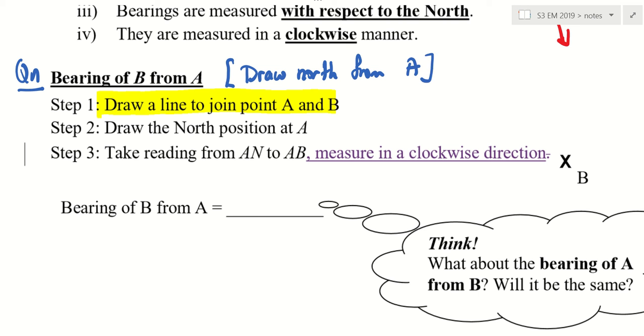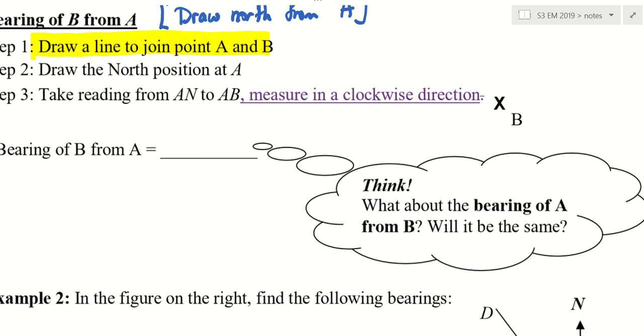Students who don't listen to this clearly, they will choose their favorite alphabet. They will maybe draw the north from B. Then they'll get the whole question wrong. So you must draw the north from A. So always from A. So you draw at A. Now let me show you how it looks like.